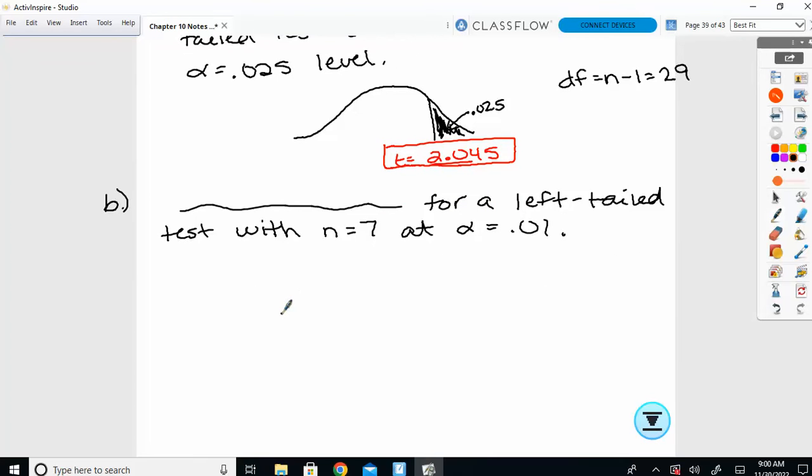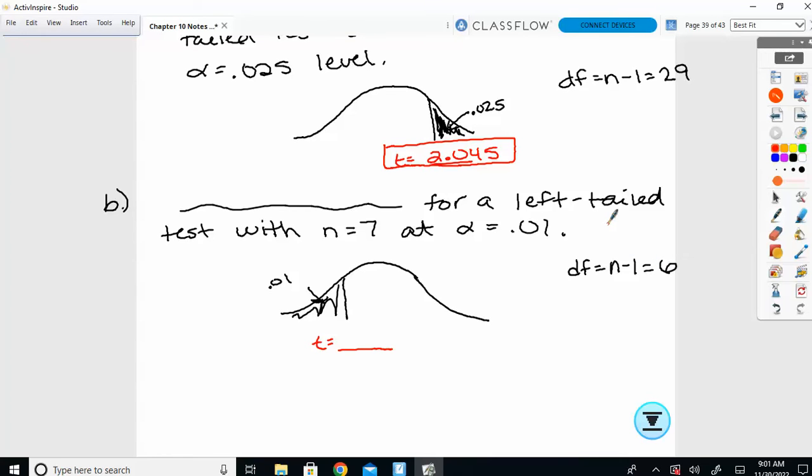The picture is not necessarily something you would have to draw just to find the critical value, but on some of your homework I did ask you to draw a picture so you understand this. When I said left-tailed, that's down here. I'm giving you that this probability is 0.01. We have to figure out the t that would be associated with it. How many degrees of freedom do we have? N minus 1, so 7 minus 1 is 6.